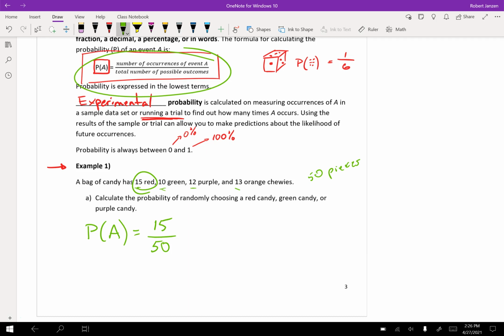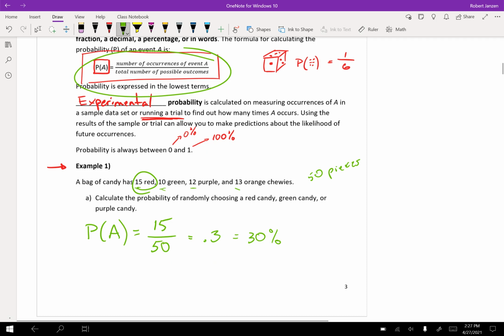Now that's a fine answer, but if you use a calculator and you went 15 divided by 50, you're going to get decimal 0.3. If you want to change that to a percent, you're going to multiply by 100. This is 30%. These answers are all the same thing. Okay, I don't care which way you answer it. Okay, so that's the first part.